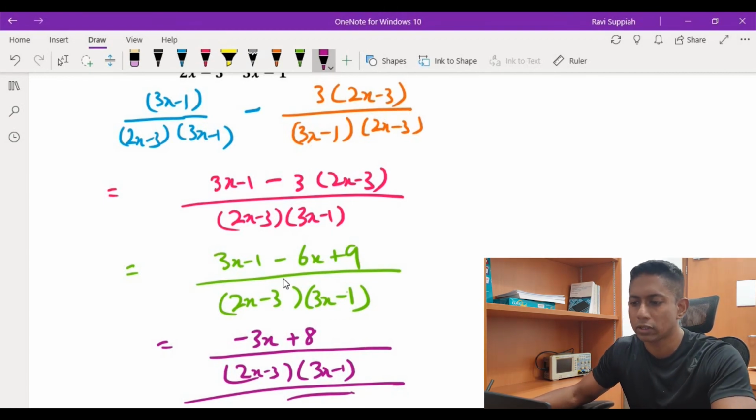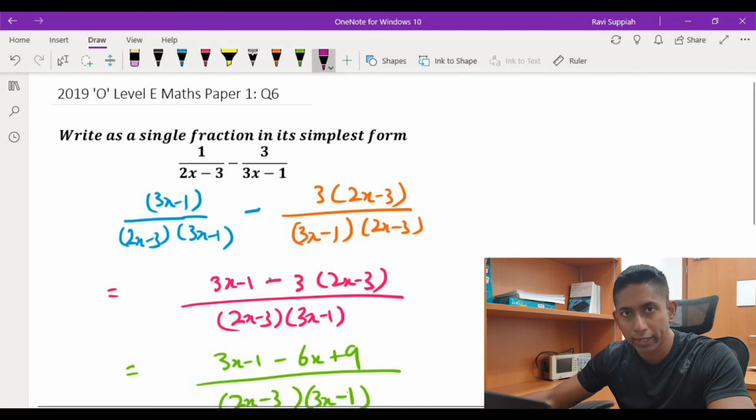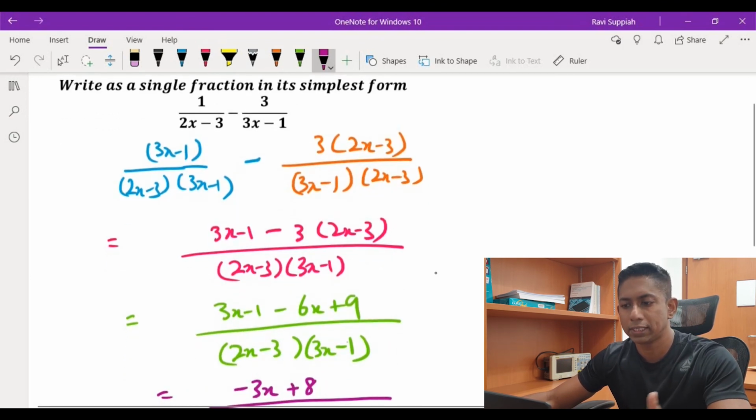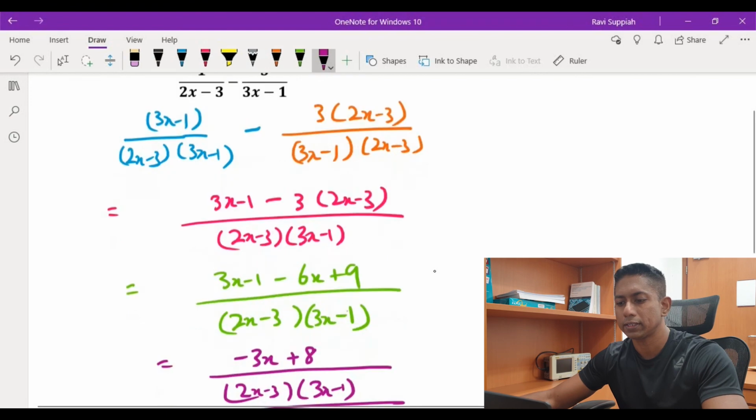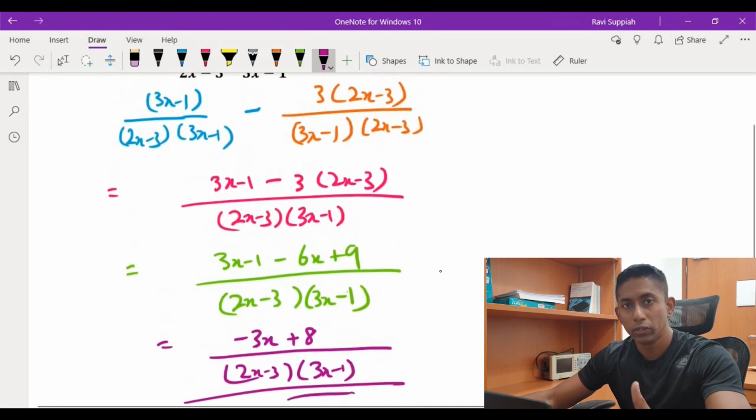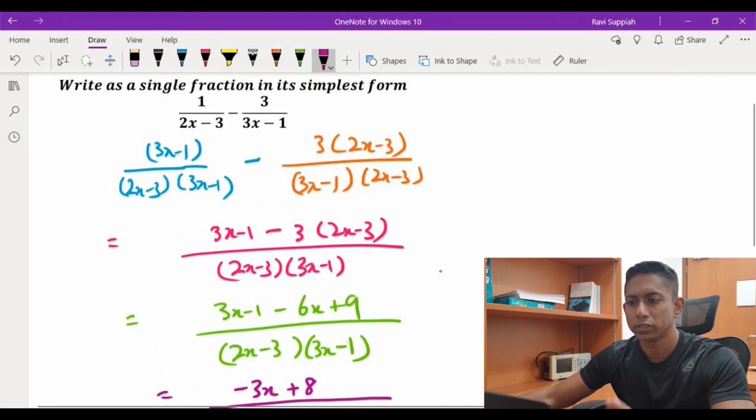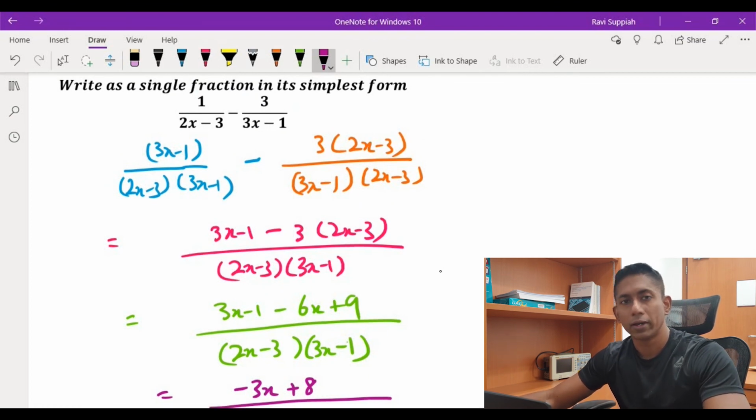Alright, so as you can see, as long as you get the first step correct, which is to make sure that both the fractions have a common denominator, then the rest of it is basically arithmetic operations. I hope that this video has given you a good idea how to approach such fraction-based questions.